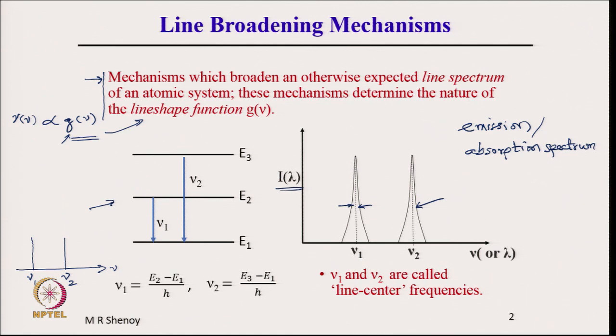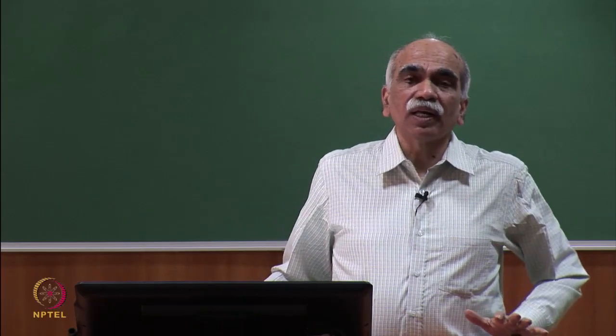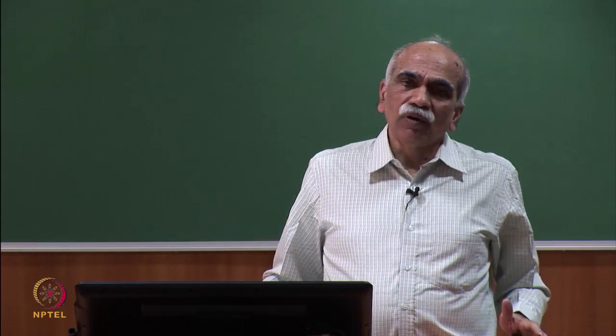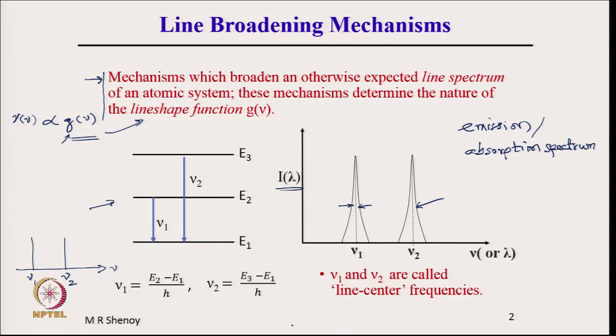Now, what are the mechanisms which are responsible for this? These are the mechanisms which we call line broadening mechanisms. So, the definition again is mechanisms which broaden an otherwise expected line spectrum of an atomic system. Now, these mechanisms determine the nature of the line shape function g nu. We will discuss these mechanisms in a little bit more detail.